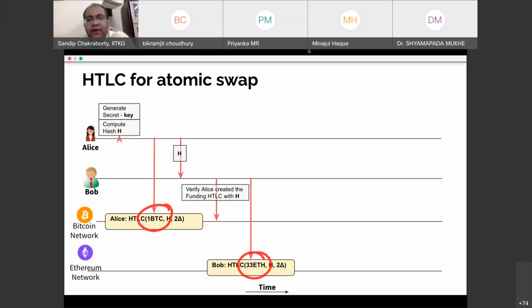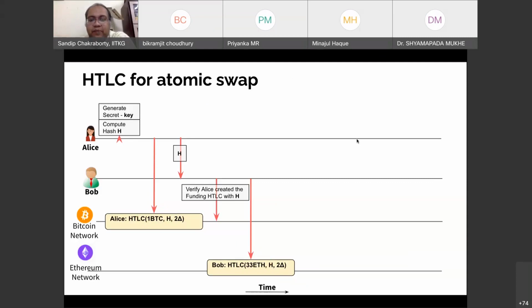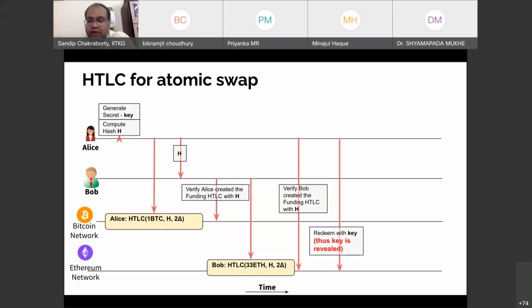network. Now, once you have these two contracts submitted and both the parties have verified the contract, then in a similar way, Alice can also verify that Bob has created the funding contract with H in the Ethereum network. At that point, if Alice is sure that the contract has been created after verification, Alice can reveal the key. Alice can redeem this contract at the Ethereum network with the key that says I love strawberries.